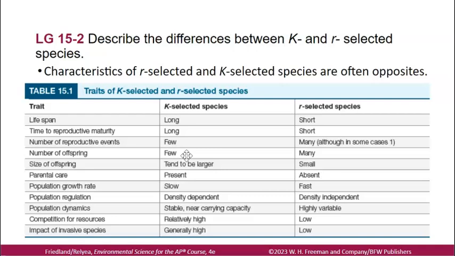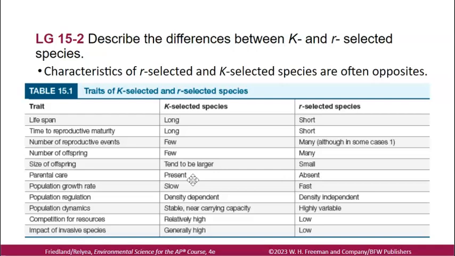Not very many children in a lifespan. Usually larger offspring. Parents have to take care of the kids. They can't just abandon them. Some species, you lay the eggs, like sea turtles, the eggs hatch, and mama's not there. Mama went back to the sea. So that is low parental care. So a sea turtle would be an R-selected species.